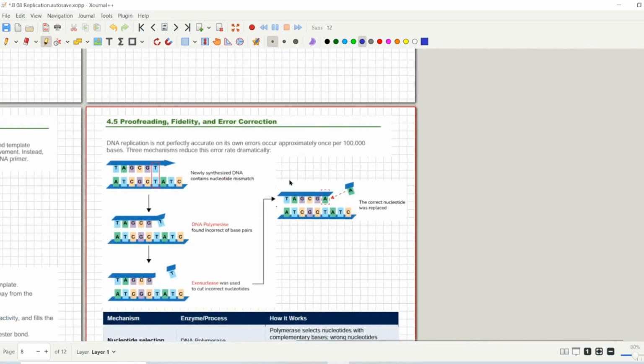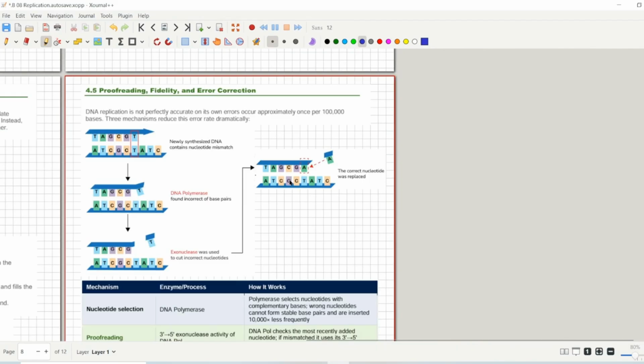The last step is actually the proofreading or the error correction process. We have already discussed that proofreading is done by DNA polymerase 3 enzyme. So who does the proofreading? It is actually done by DNA polymerase 3. So you have to be really careful about this. DNA polymerase 3 actually does the proofreading.